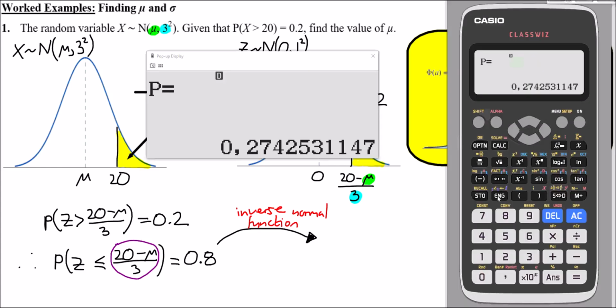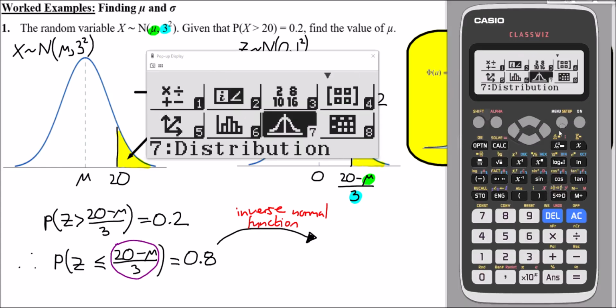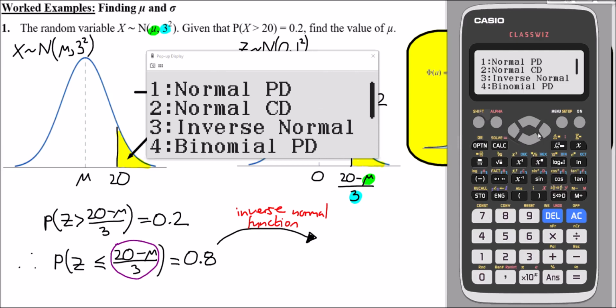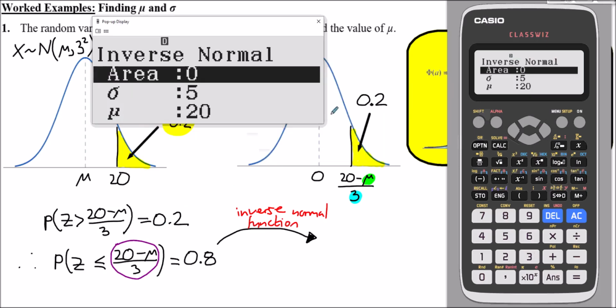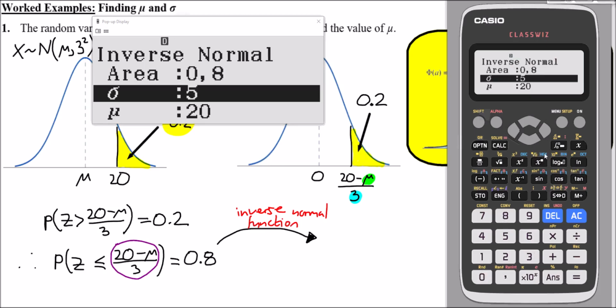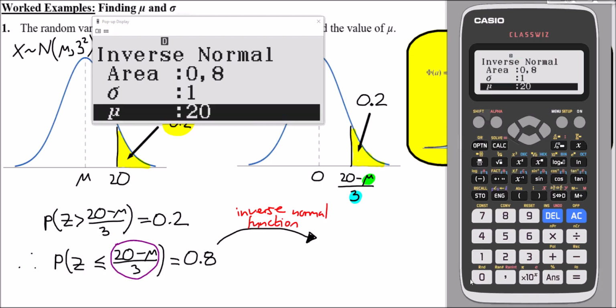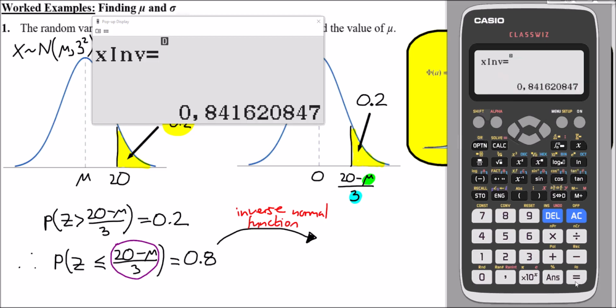So because we're using the standard normal, we're going to go menu, 7, inverse standard normal as it were. We want the area on this bit here to be 0.8. So we type area to be 0.8. Because we're talking about the standard normal distribution now, the standard deviation is going to be 1, and the mean now is going to be 0. So press equals and equals again. The value we need for that is 0.84162. So therefore, this thing here needs to be 0.84162.